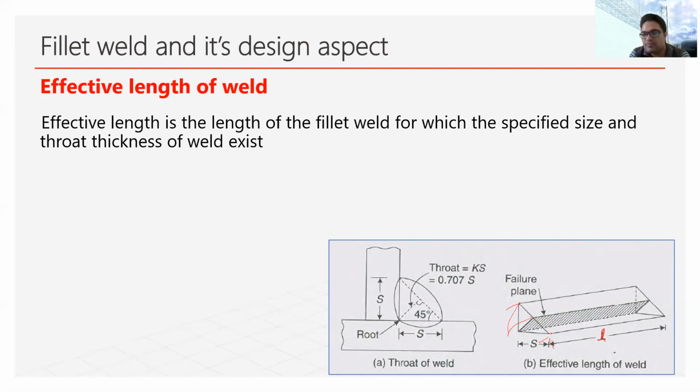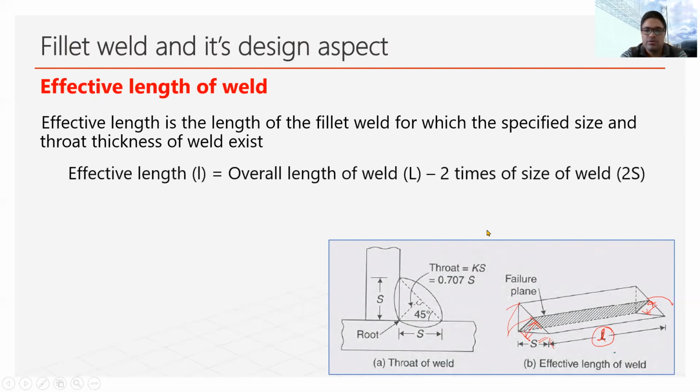When there is a taper, this thickness will be less at the taper zone. Similarly at the end also, when the taper is like this, then this thickness will be less in those zones. So that is why we deduct those values to get the effective length of weld, which we use in our calculation. I have shown you the overall length, which is the practical length, minus 2 times the size of weld. So that is our effective length.